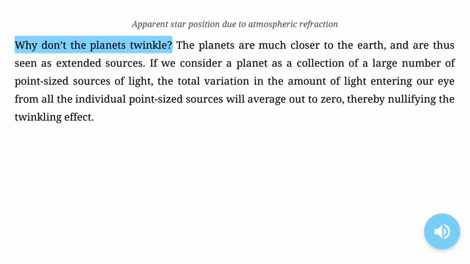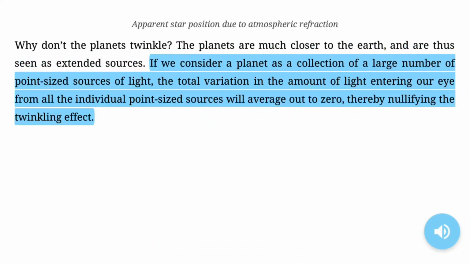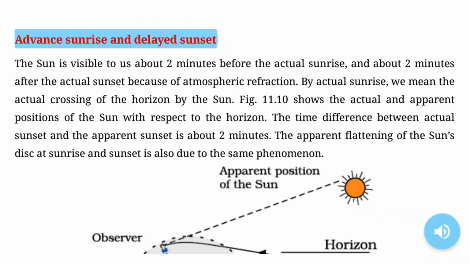Why don't the planets twinkle? The planets are much closer to the Earth, and are thus seen as extended sources. If we consider a planet as a collection of a large number of point-sized sources of light, the total variation in the amount of light entering our eye from all the individual point-sized sources will average out to zero, thereby nullifying the twinkling effect.